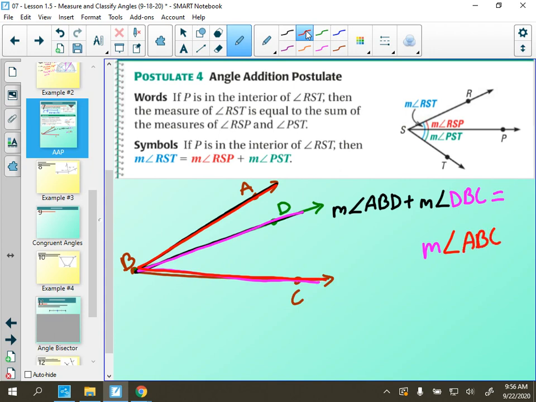I think it's one that looks more complicated than it is. Sometimes we get scared away. It's really saying this angle measure, whatever it is, plus this smaller angle measure, whatever it is, when I add those two together, that should come out to equal the large angle measure.